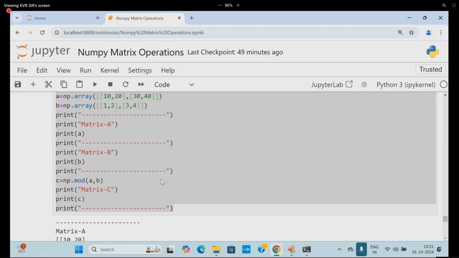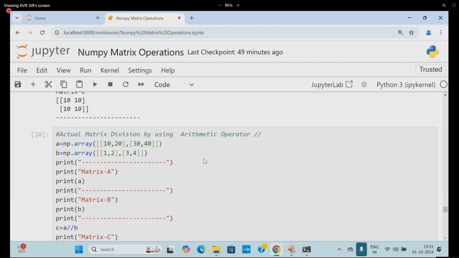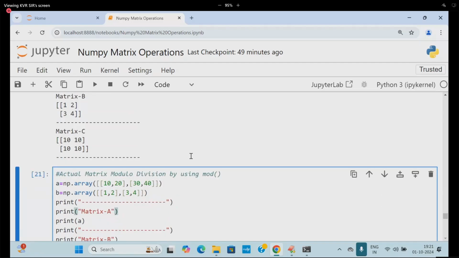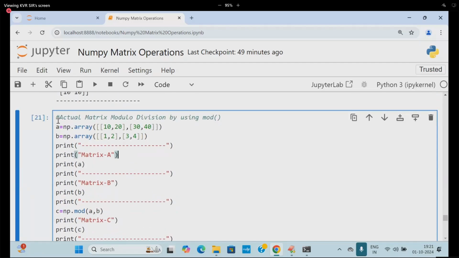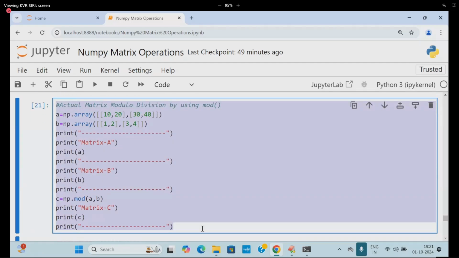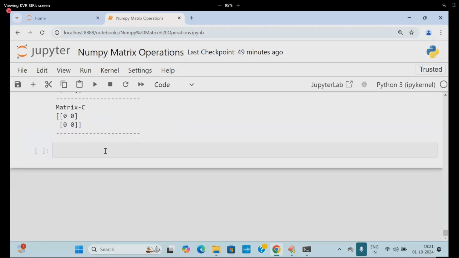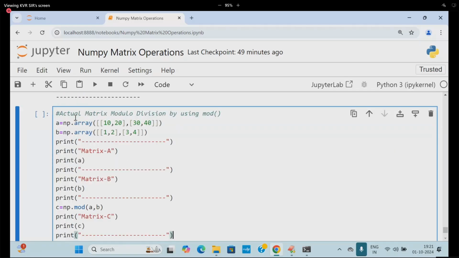The last one I will apply is exponentiation. What is the operator name? Power of. So I am going to apply power of here. Coming to this actual matrix, that is nothing but matrix exponentiation.